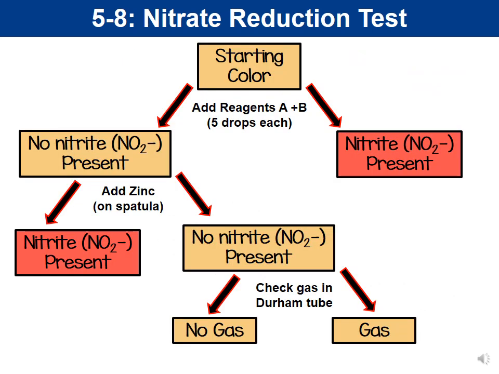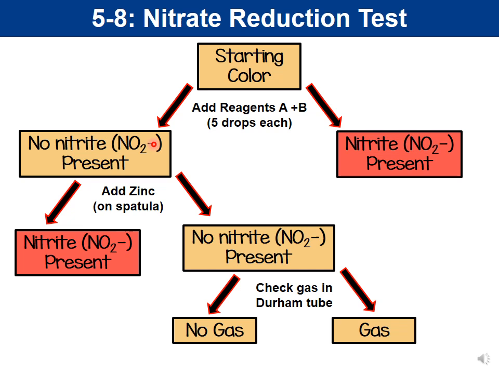Now, you want to review this slide, because in this slide we walked through and we talked about what is the positive in this test and what is the negative. Remember that there's only really one true negative, and that is that it's red after the addition of zinc, because what that means is that nitrate was still in the broth and the zinc reduced the nitrate to nitrite, which is why it turned red.